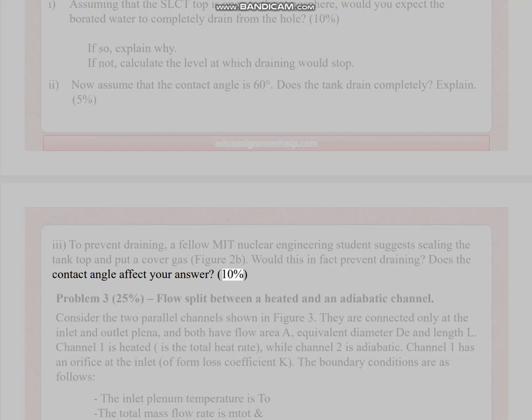10%. Problem 3, 25%, flow split between a heated and an adiabatic channel. Consider the two parallel channels shown in Figure 3. They are connected only at the inlet and outlet plena, and both have flow area A, equivalent diameter D and length L. Channel 1 is heated, Q is the total heat rate, while Channel 2 is adiabatic. Channel 1 has an orifice at the inlet, of form loss coefficient K.